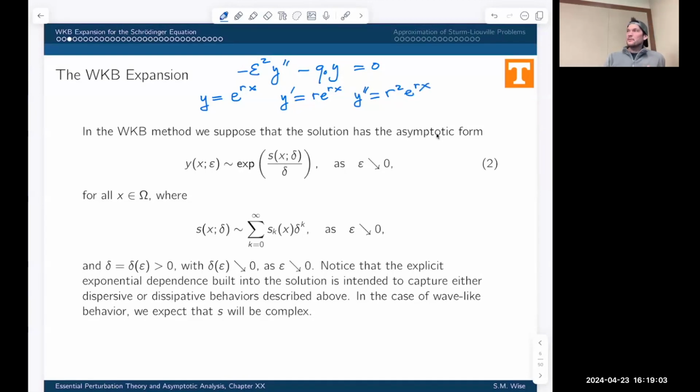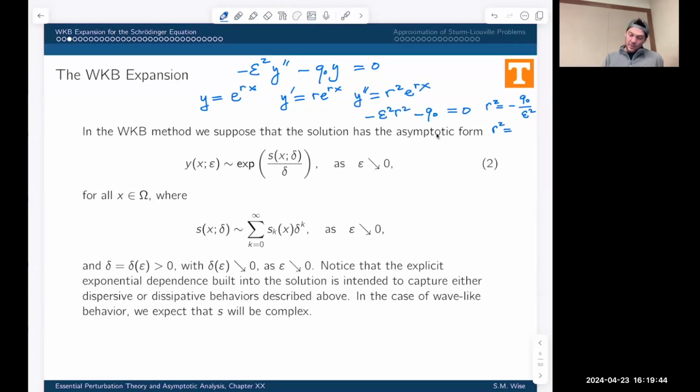All right, so we plug that into the equation. What does that give us? We have minus epsilon squared R squared times the exponential, but the exponential gets canceled, minus Q naught, and that has to be equal to 0. So we solve for R. R squared is equal to minus Q naught over epsilon squared. Take the square root.